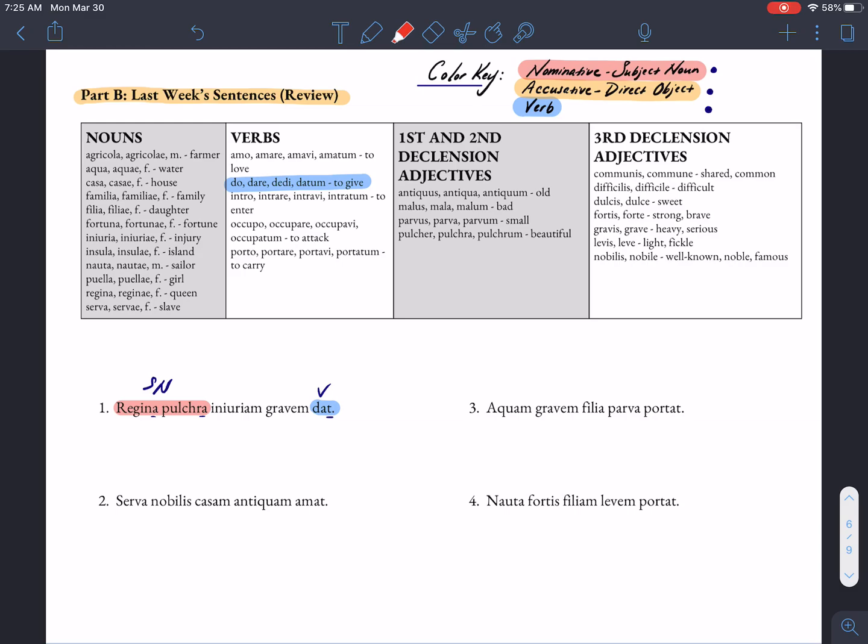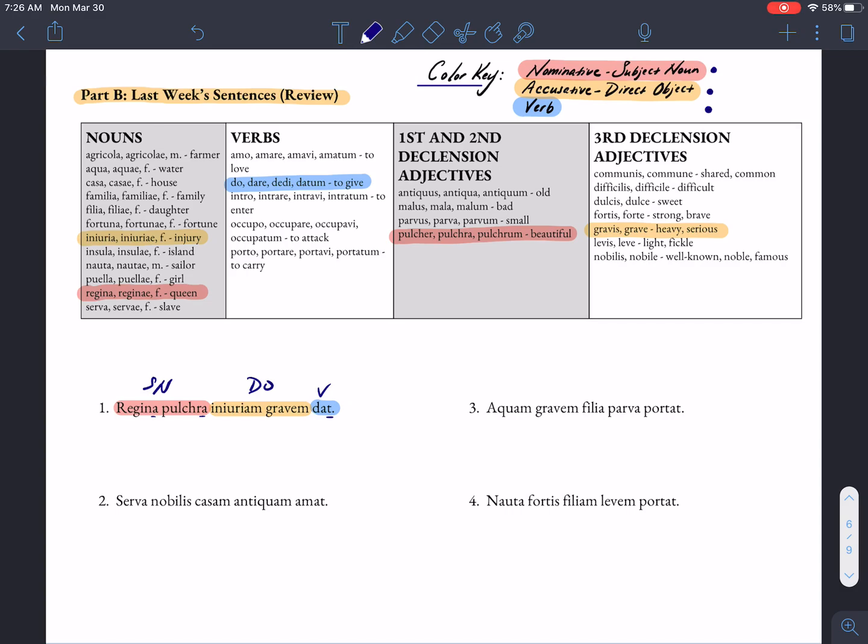But let's highlight the vocabulary so we know what we're working with. We established last week that inioriam and gravem are accusative direct objects. Let's highlight the vocabulary that we need. Now all we have to do is put this information together and translate it in the right order.